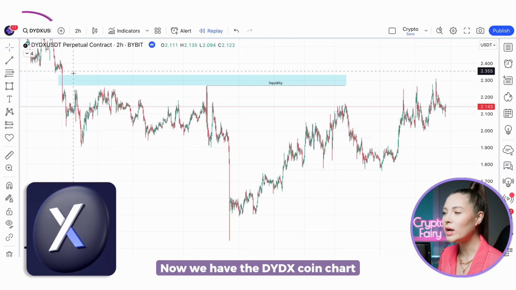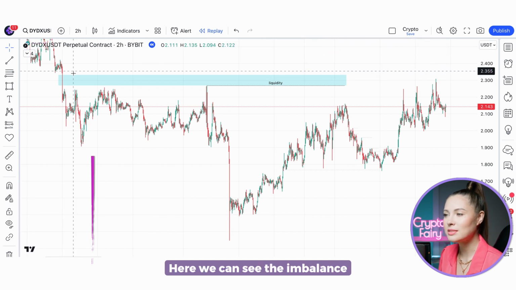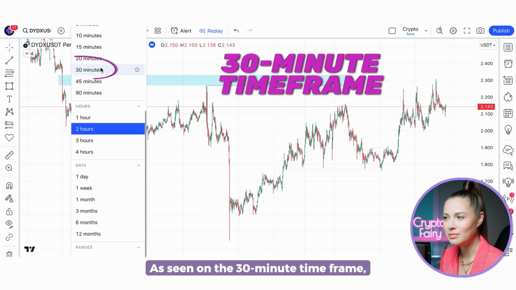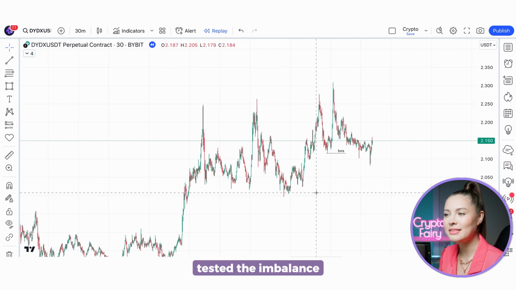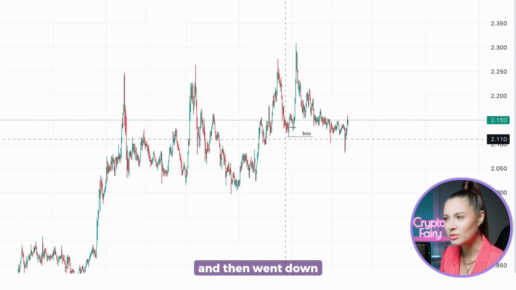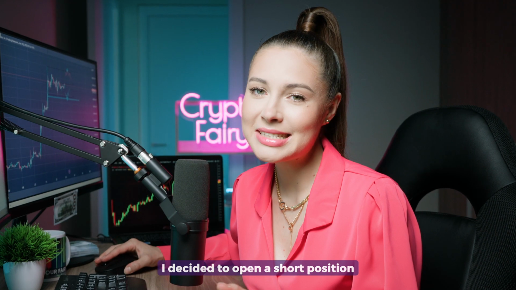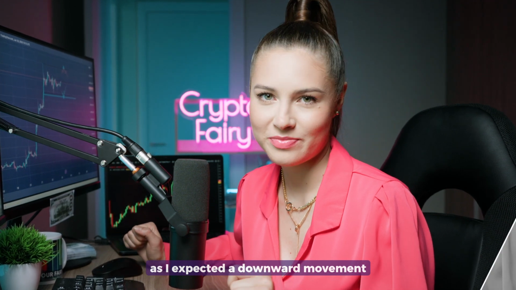Now we have the DYDX coin chart on the 2-hour time frame. Here we can see the imbalance in liquidity pool. As seen on the 30-minute time frame, after the price withdrew the liquidity from this pool, tested the imbalance, and then went down, a structural break occurred. Based on this, I decided to open a short position as I expected a downward movement.